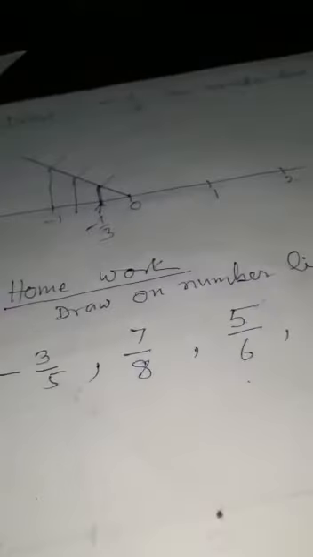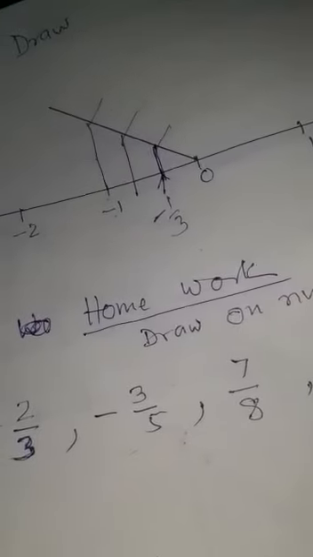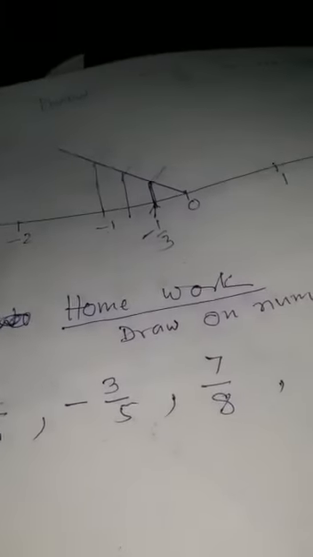In the same process you can draw these. Homework: draw number lines for minus 2 by 3, minus 3 by 5, 7 by 8, 5 by 6, and 4 by 9, with the same process which we have already taught you. So these are the homework.